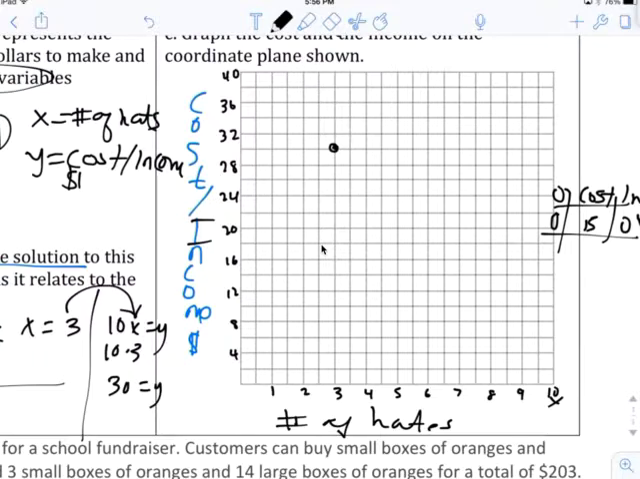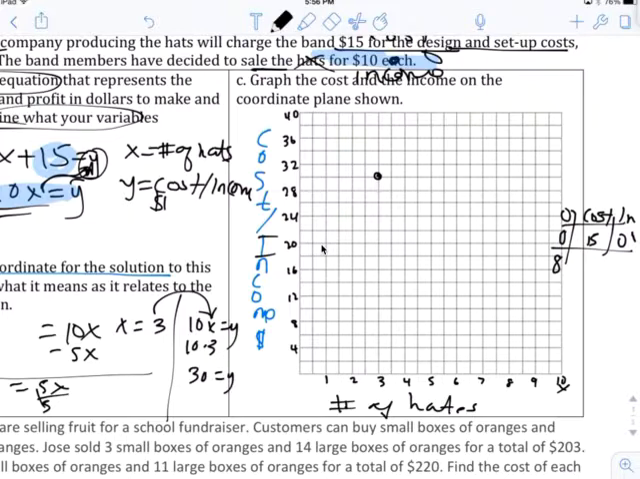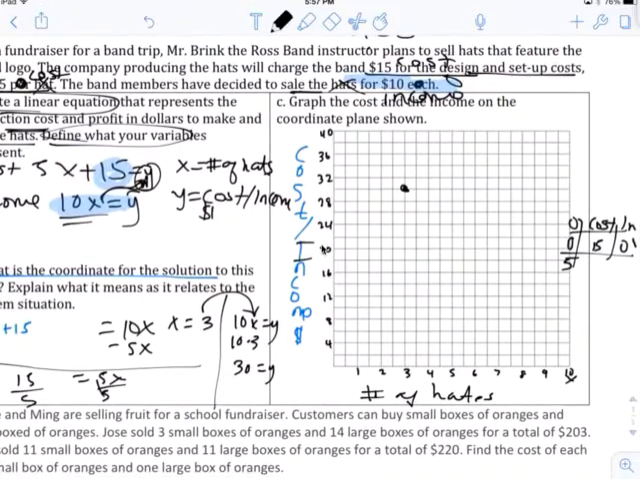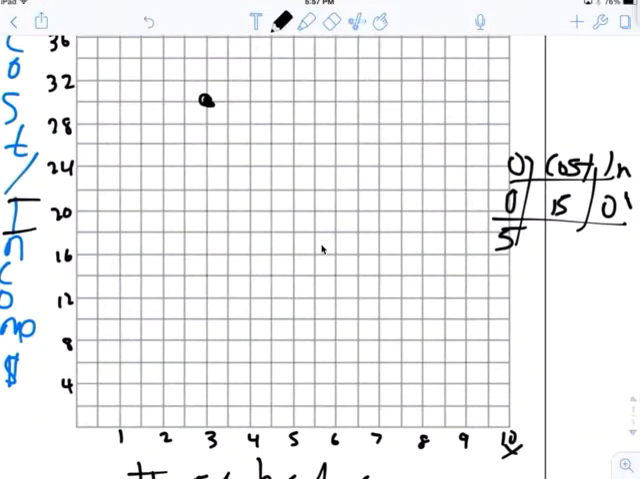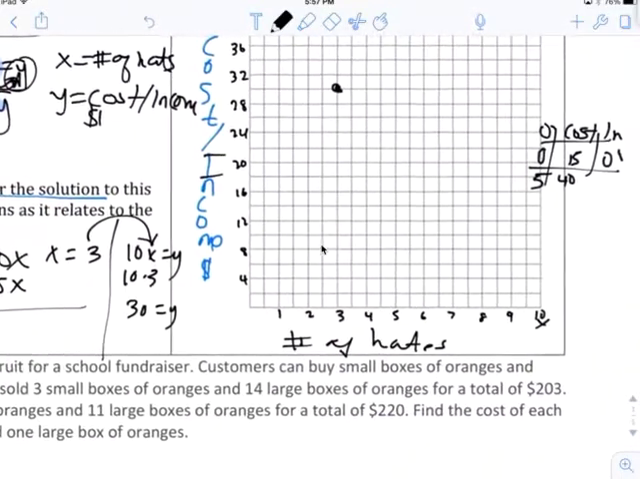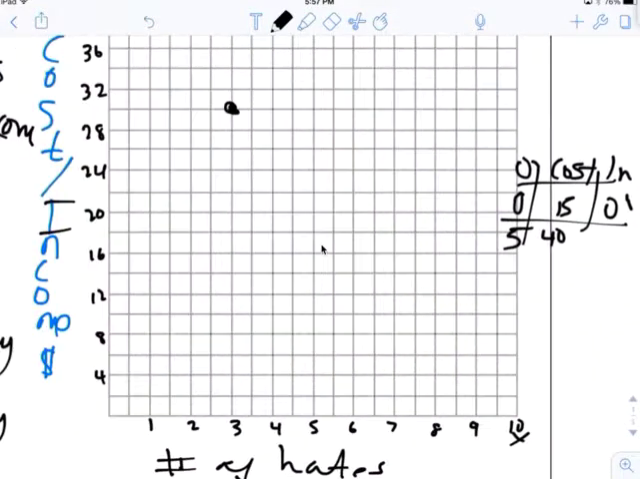Let's use 8. Still too much, I think. 5. Yeah, 5 is good because it's over 3. The cost of 5 is 5 times 5 is 25 plus 15. 25 plus 15 is 40. So 5 and 40, that's the cost. Costs you $40, but you make how much? 5 times 10 income. 5 times 10 is 50.